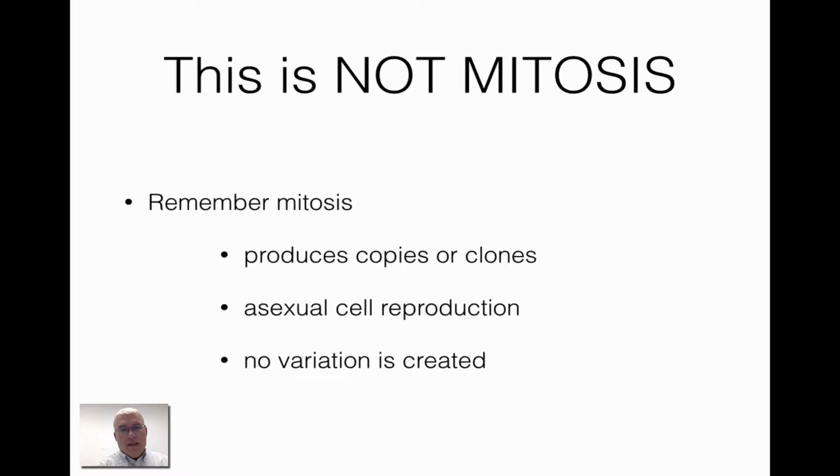Remember, meiosis is not mitosis. It's unfortunate that these two words sound so much alike, but they're very different processes. They both are cell division, but meiosis does not produce what mitosis produces. Remember, mitosis produces copies or clones, and these copies or clones mean they're just like the adult cell that they came from. So as cells go through mitosis to increase in number, all they're doing is a form of reproduction called asexual cell reproduction. And there is no variation being created. So each individual that comes out of mitosis is just like what went into mitosis, the original cell.